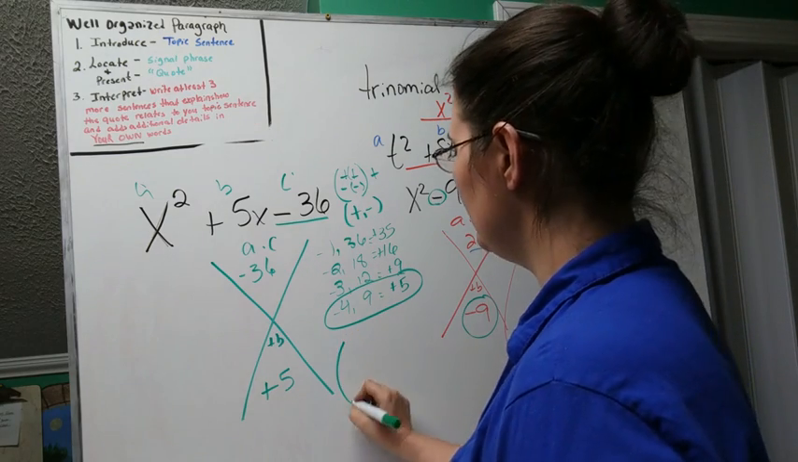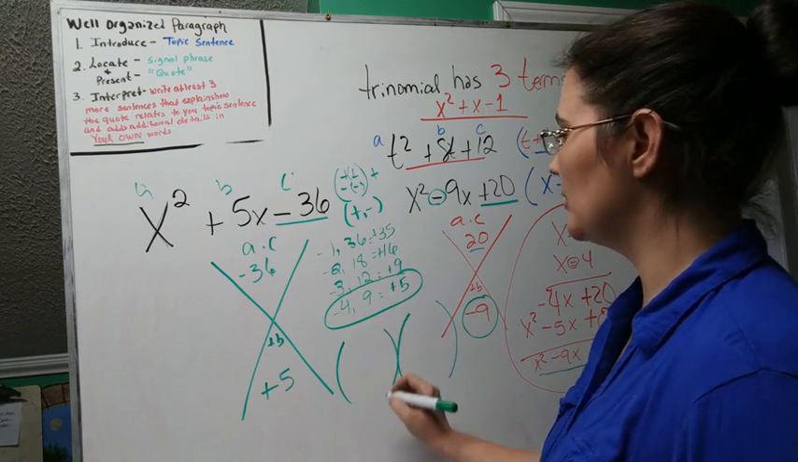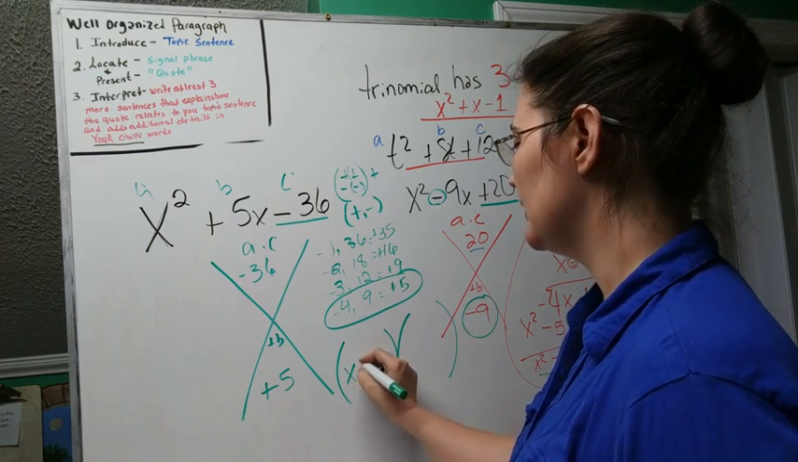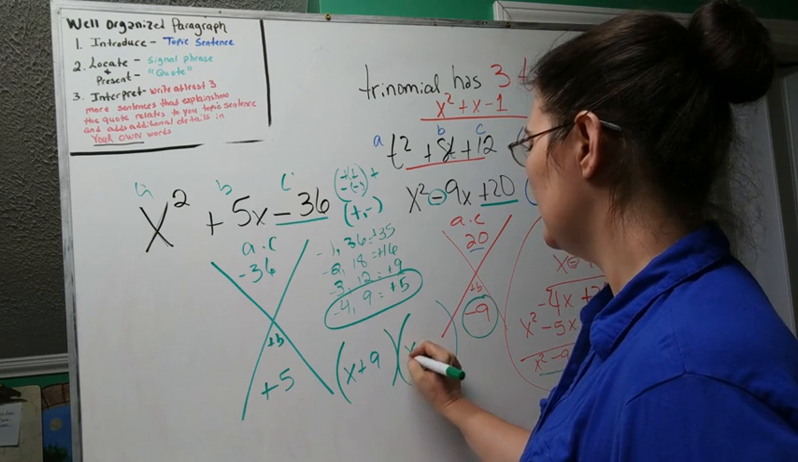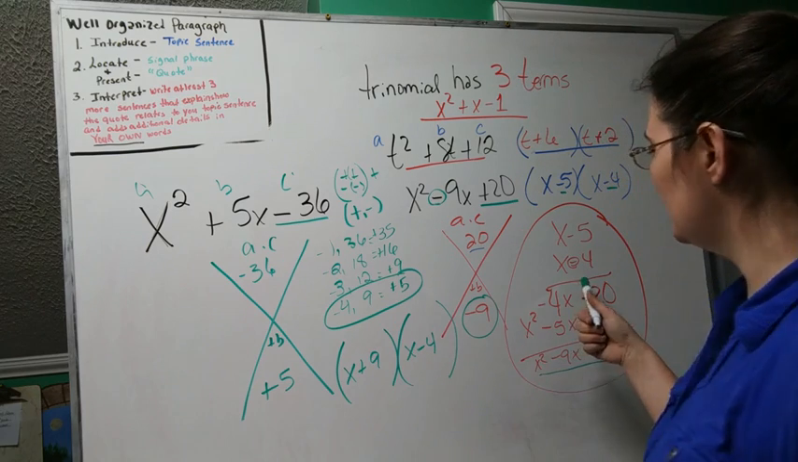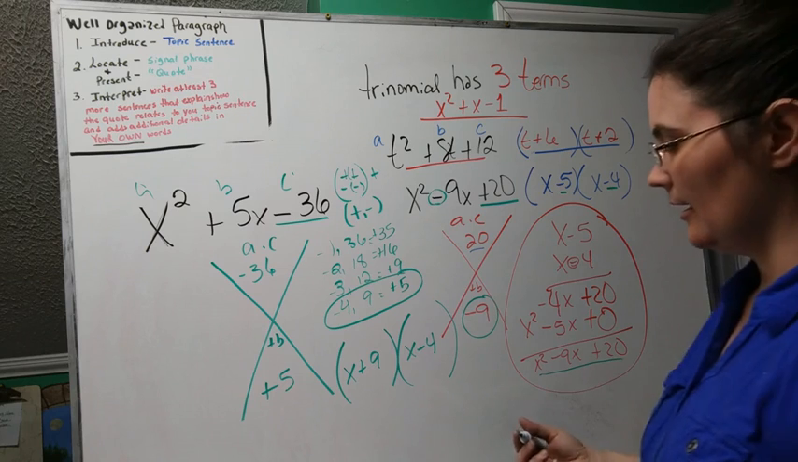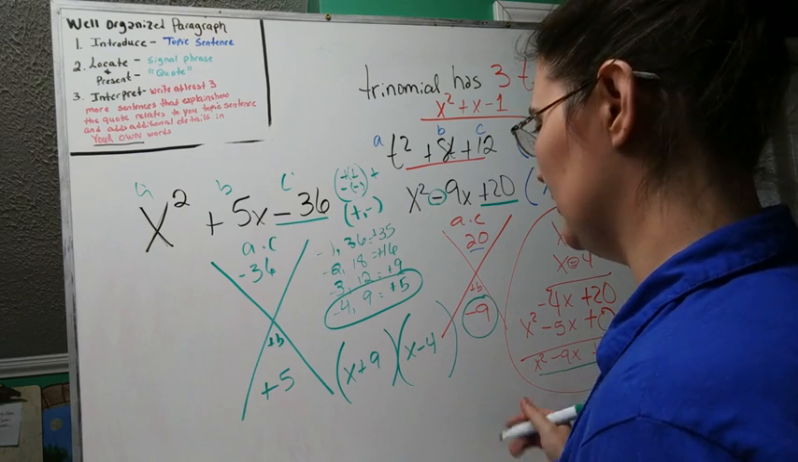So when we do it, we put our numbers in here. So we're going to use our positive first. So x plus 9 and x minus 4. And again, you can check it just like we did here if you like. I'm not going to make you do that on all of them, but just maybe a few of them.